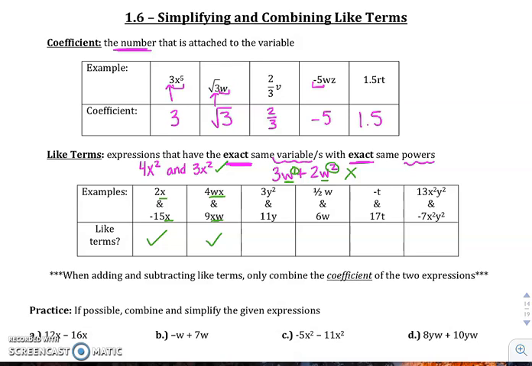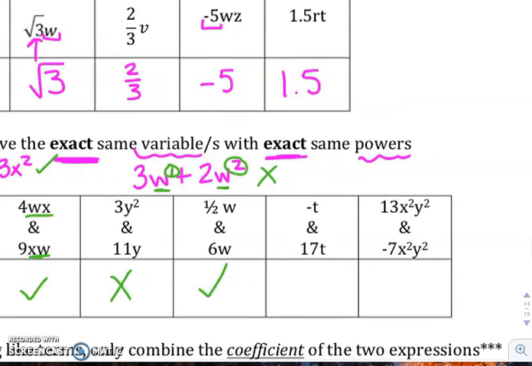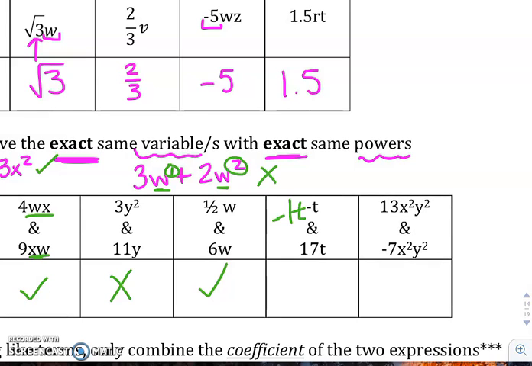3y squared and 11y? No. This one has 2 y's, the 11 only has 1 y, so they would not be like terms. 1/2 w plus 6w. Yes, they would be like terms there. Negative t and 17t. Negative t is really just like negative 1t, but they both have a single t with them, so those are like terms.